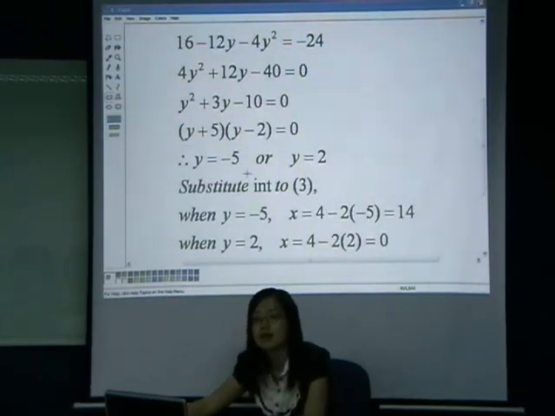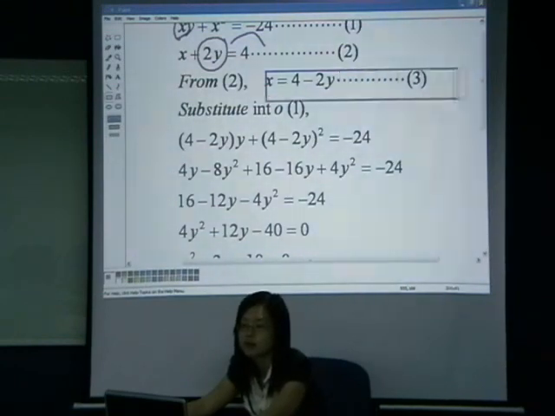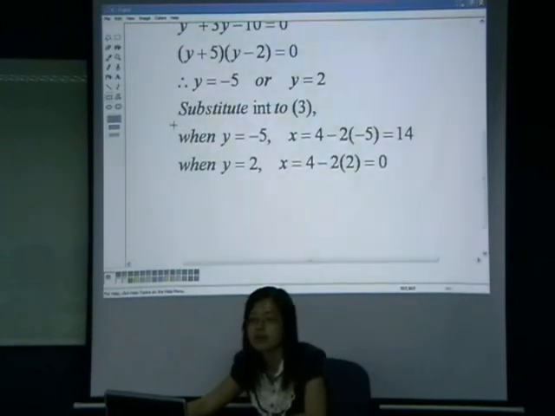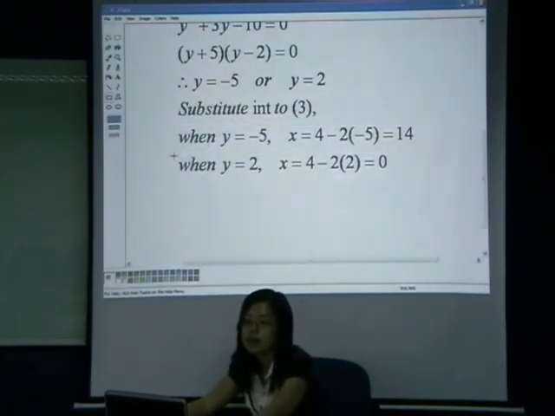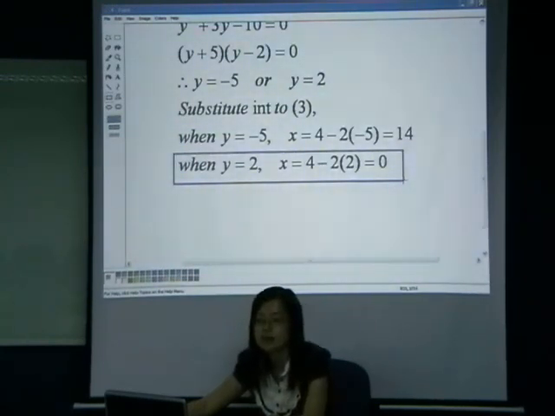So now to get back the value of x here, we will need to substitute into equation 3. Equation 3 would be x equals 4 minus 2y. So when y equals negative 5, x would equal 4 minus 2 times negative 5, which would give us the value of 14. And when y equals 2, x would equal 4 minus 2 times 2, which would give us the value of 0 here.